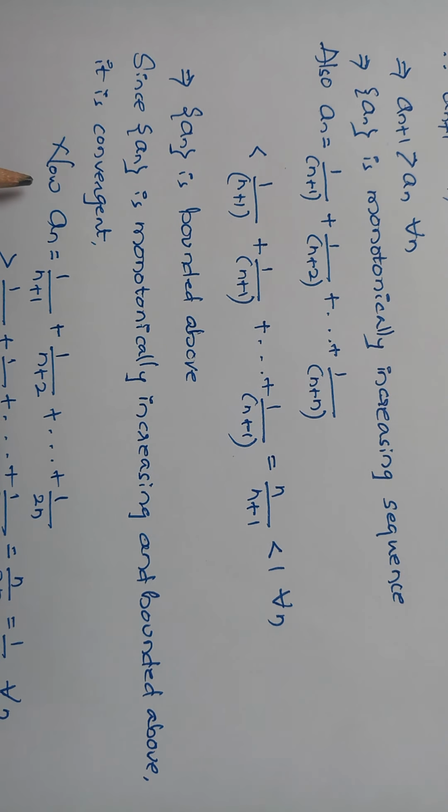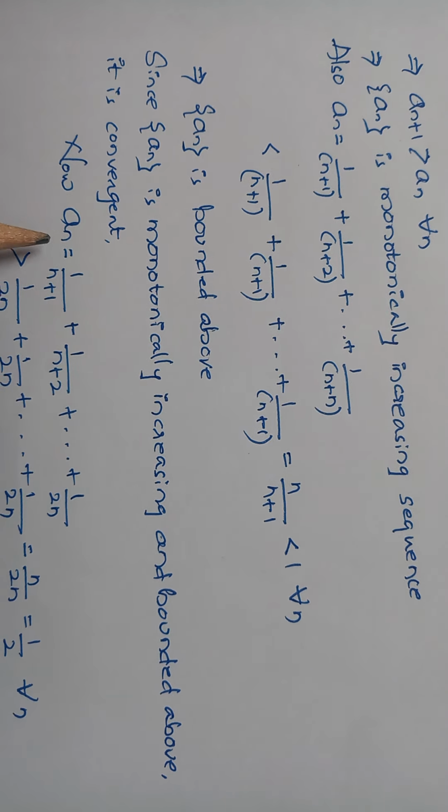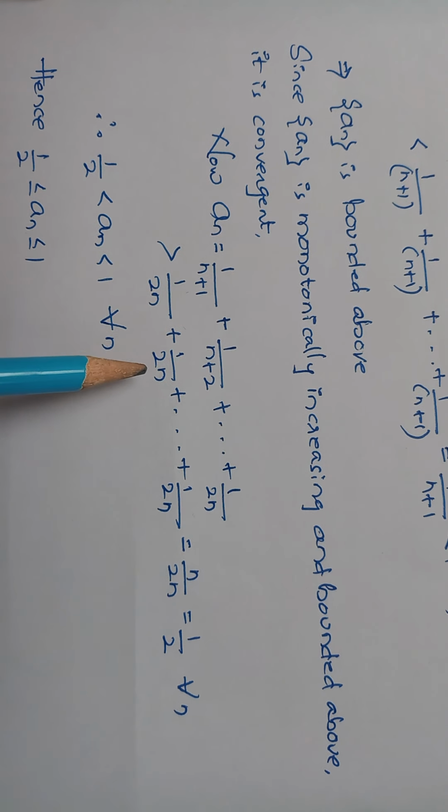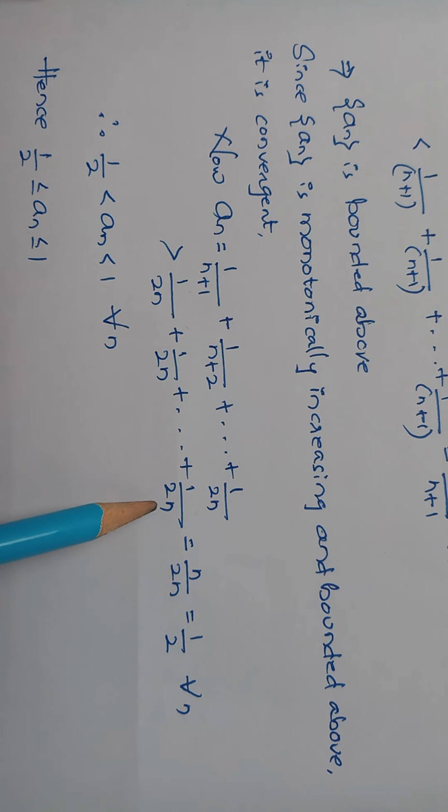Now we have to check whether this sequence has its limit between 1 by 2 and 1. So now we check that. So now a_n is equal to 1 divided by n plus 1 plus 1 divided by n plus 2 plus up to 1 divided by 2n. So this is strictly greater than 1 divided by 2n plus 1 divided by 2n plus 1 divided by 2n. So these are n terms, n divided by 2n. So means this is equal to 1 by 2.